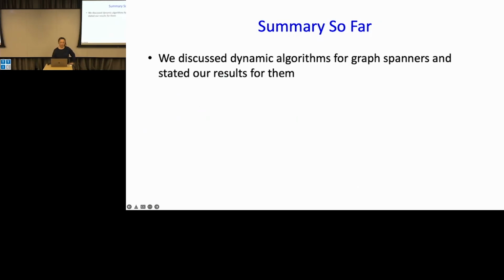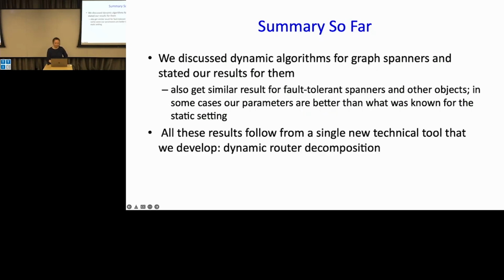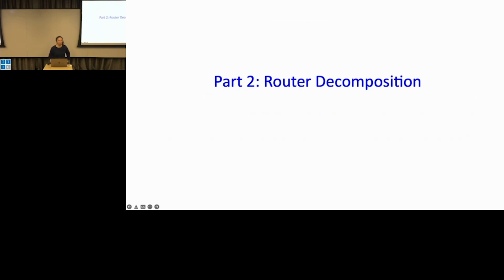So, summary so far: we discussed dynamic algorithms for spanners, and we stated our results for them. What I didn't mention is that we get similar results for a bunch of other objects, such as fault tolerance spanners, connectivity certificates, and some other things. And in some of them, we get better guarantees than what was known for static algorithms. But all of these results follow from just one new technical tool that we introduced, and it's dynamic router decomposition. So in the rest of this talk, I'm going to talk about that, the dynamic router decomposition, which is the second part of the talk.